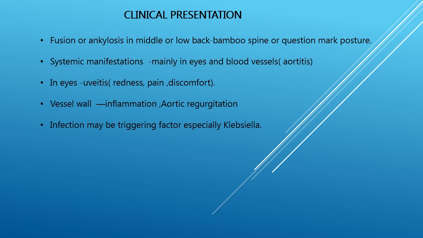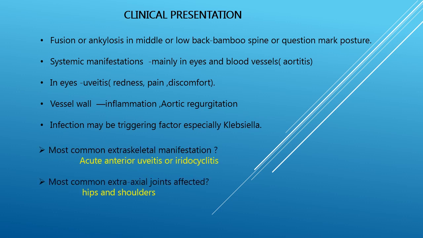Infections may be the triggering factor for ankylosing spondylitis, especially Klebsiella infection. The most common extraskeletal manifestation of ankylosing spondylitis is acute anterior uveitis or iridocyclitis. The most common extraaxial joints affected in ankylosing spondylitis are hips and shoulders.